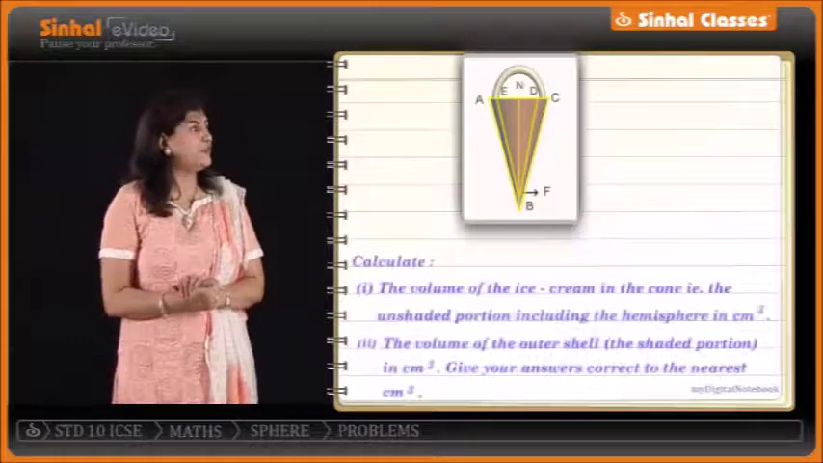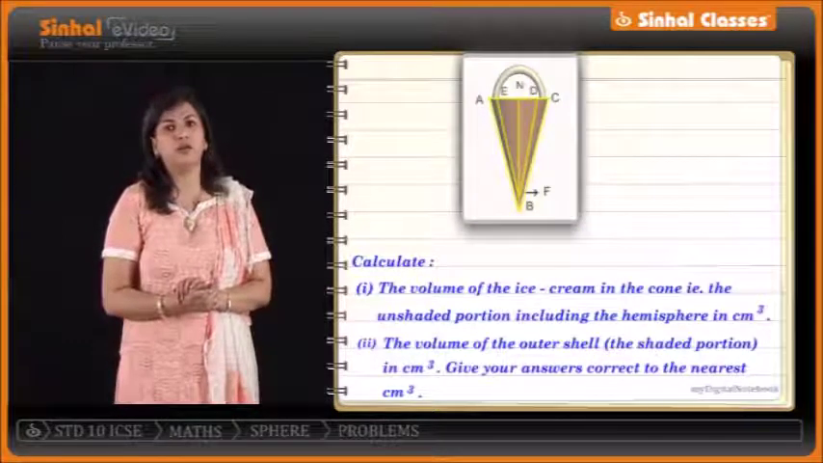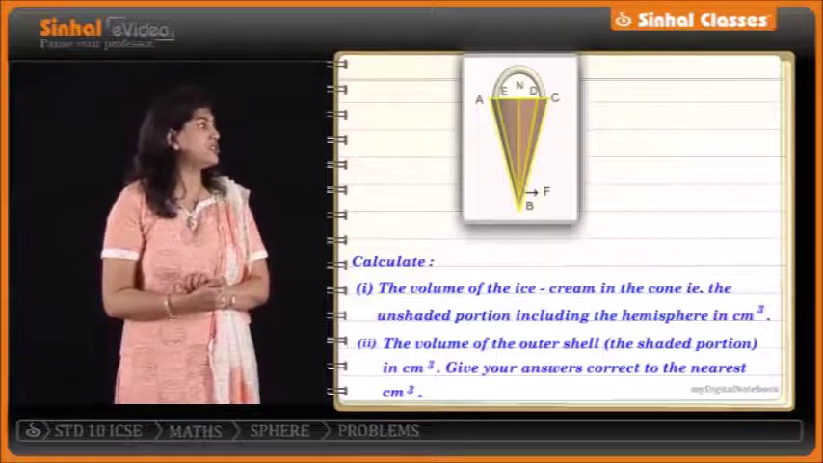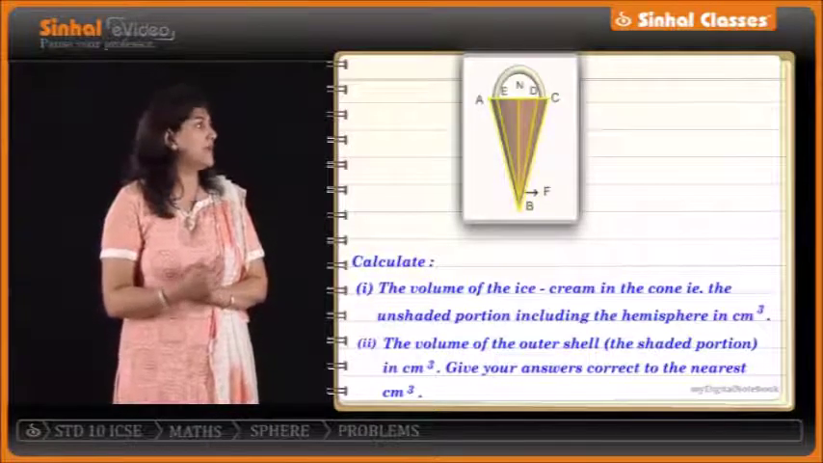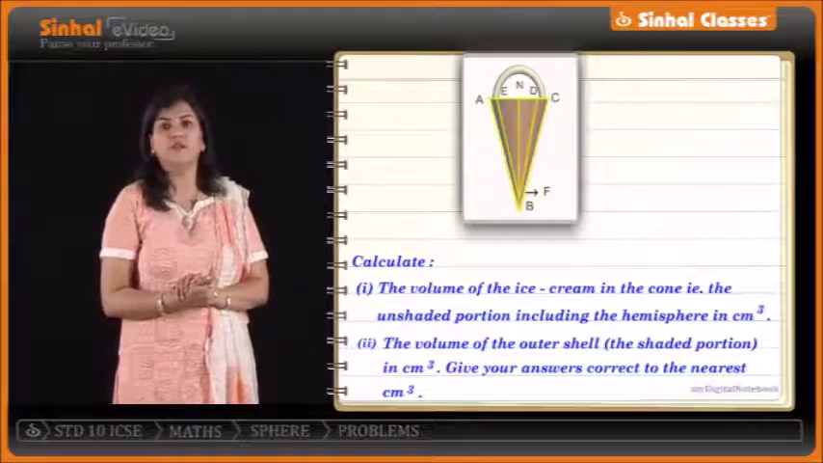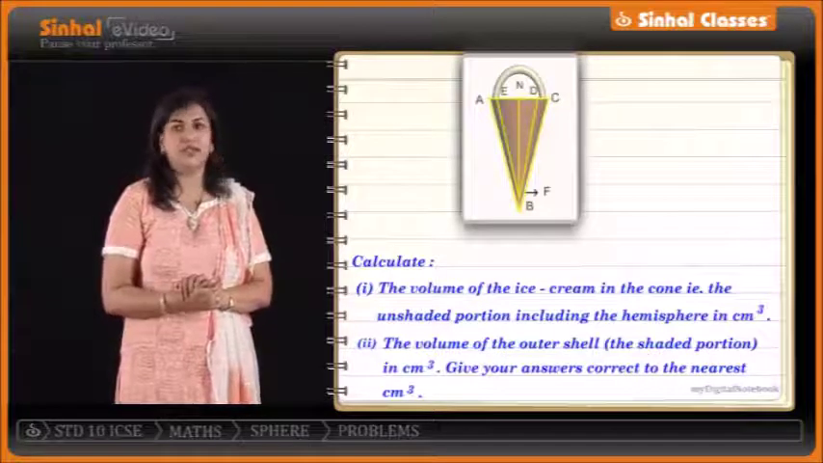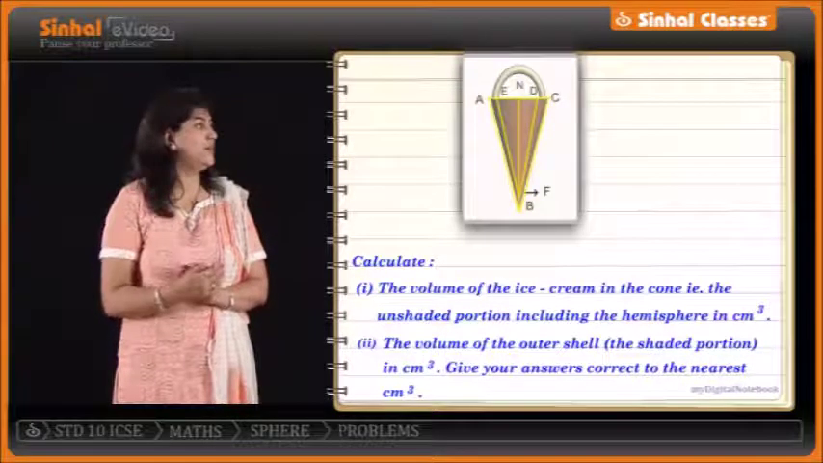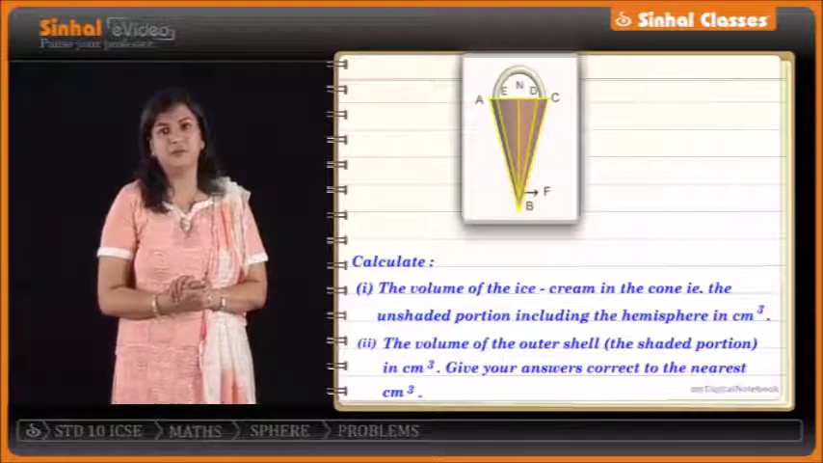Now we want to find the volume of the ice cream in the cone, that is the unshaded portion including the hemisphere, in centimeter cube. Also to find the volume of the outer shell, that is the shaded portion, in centimeter cube. Give your answer correct to the nearest centimeter cube.